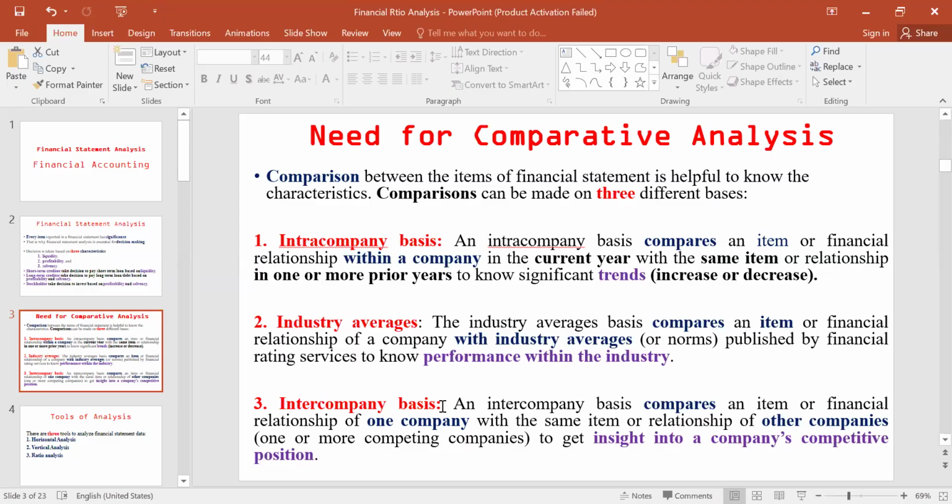And industry average. The industry average basis compares an item or financial relationship of a company with the industry average. Financial rating services are not performed within the industry. It is just an average calculation: average profit, average profitability tools, like ROA, ROE, EPS, like this.